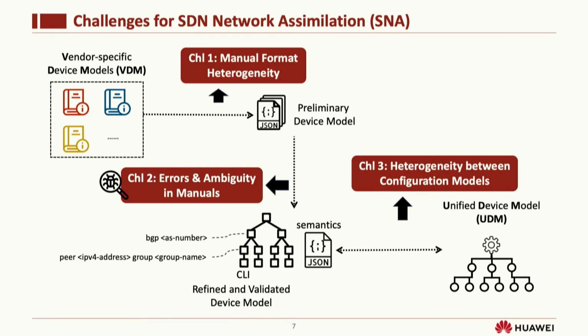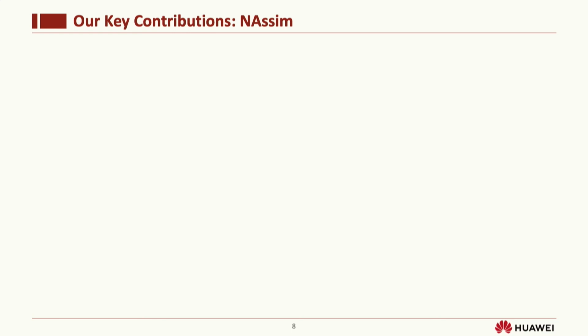And the third challenge is heterogeneity between configuration models. Due to a large number of CLI commands and parameters, handcrafting this mapping is tedious and error-prone. Automating this process requires a powerful semantic comprehension model to understand and match similar network configuration contexts. Therefore, we propose NAssim.